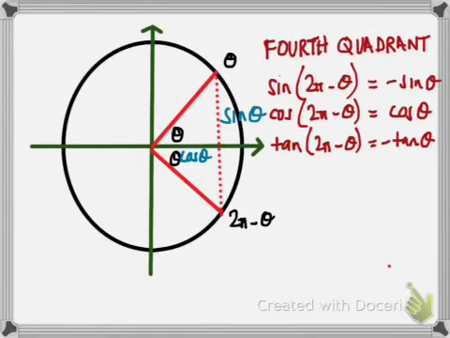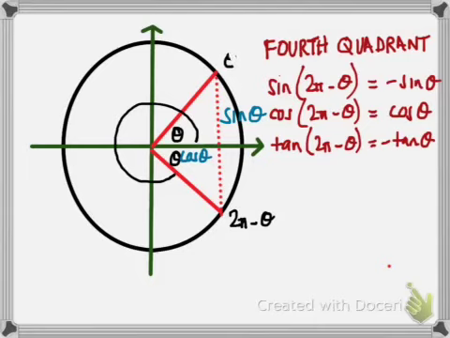Fourth quadrant. Okay, so theta's there and theta's there. I'll try and do a better job this time of marking the angle. This angle here, right round to there, is going to be 2 pi, right the way around, minus theta. Okay, the angle is 2 pi minus theta.